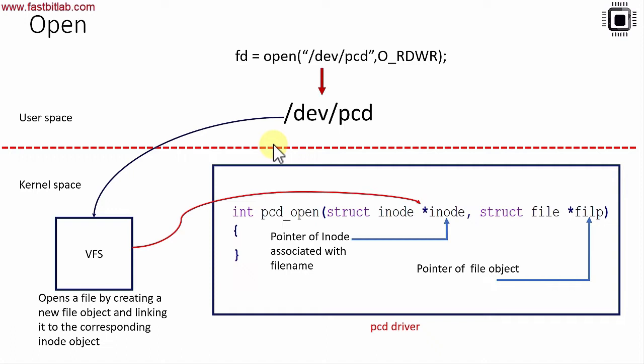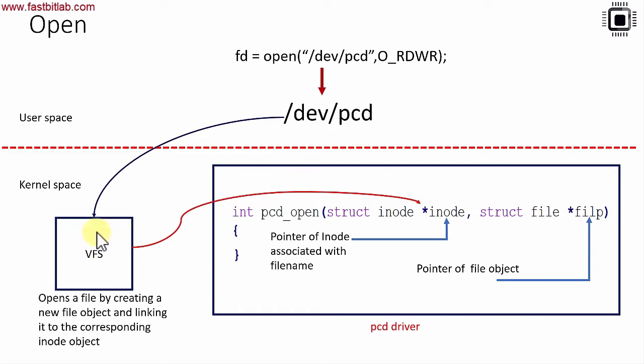The kernel will process that system call. That happens in the VFS, that is the virtual file system. From user level, the control is first passed to the kernel's VFS subsystem. And from the VFS subsystem, the control is passed to the appropriate driver's open method. This is an open method. Let's call it pcd_open. This is the open method for the open system call which is invoked on this device file.